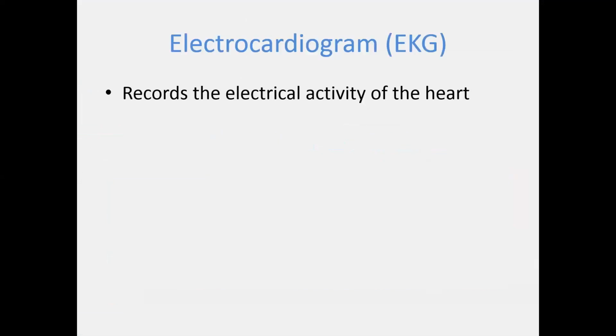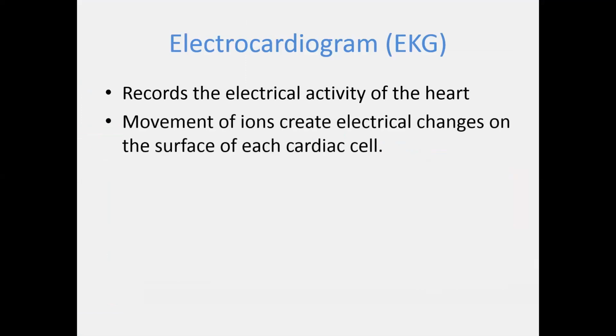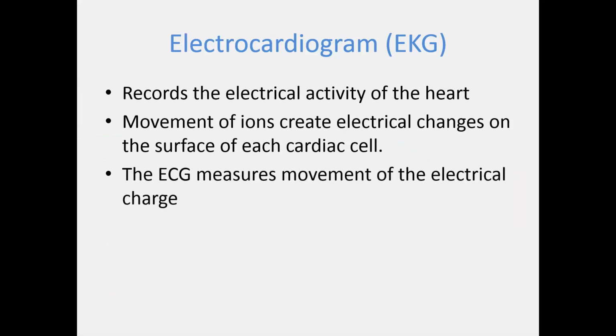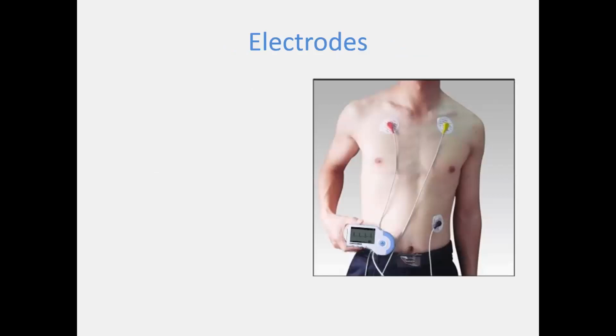So an electrocardiogram records the electrical activity of the heart. And what it's actually recording is the movement of ions that create electrical changes on the surface of each cardiac cell. And the EKG, sometimes we call it EKG, sometimes ECG, means the same thing, measures movement of the electrical charge. So let me show you a picture.